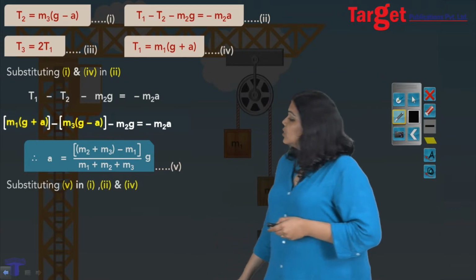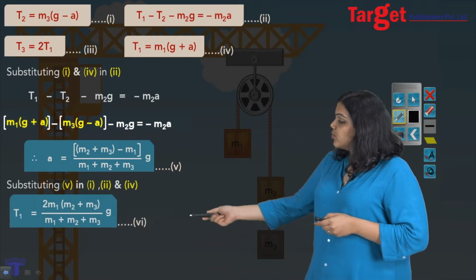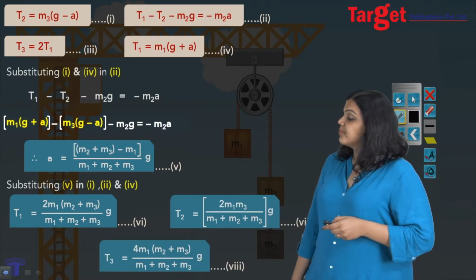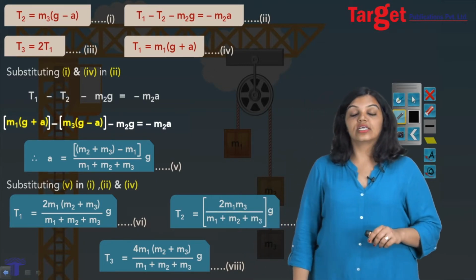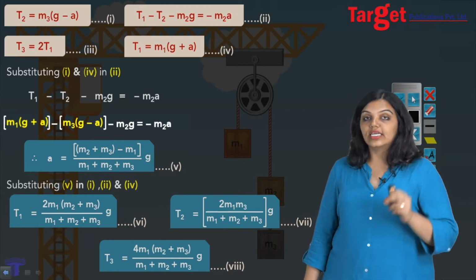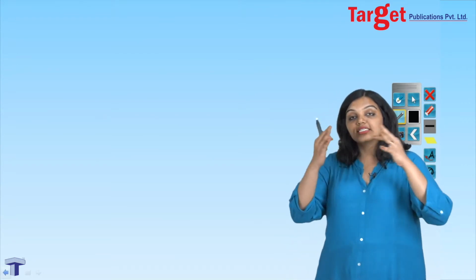Now it's pretty straightforward. Once you have A, you substitute this equation 5 into 1, 2 and 4, and you get the final expressions for T1, T2 and T3. So this is how you find the equations of motion. We didn't do anything different, just kept in mind carefully what are the forces acting on each body. Finally, let me come down to what are the observations you can make and what is the summary of what we have done.